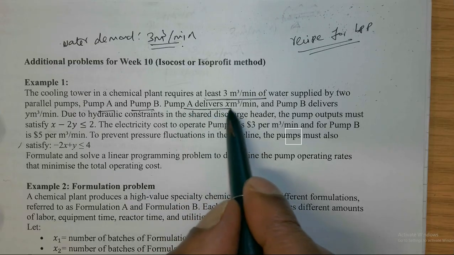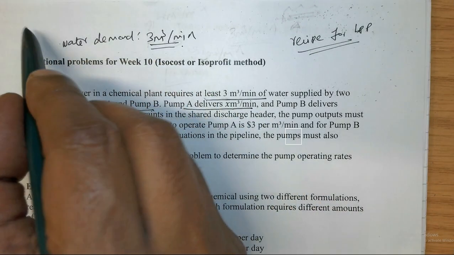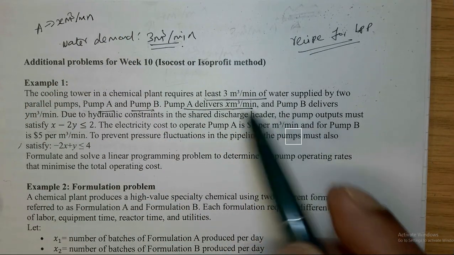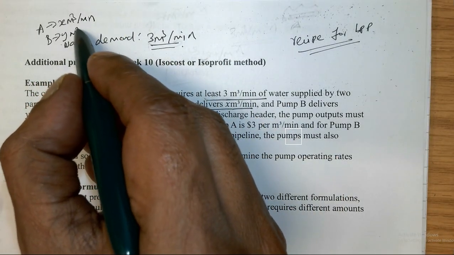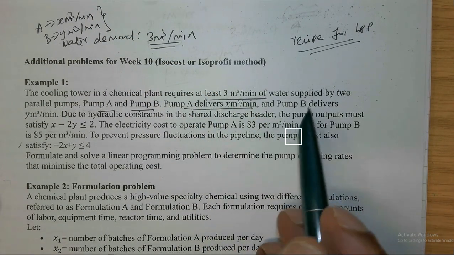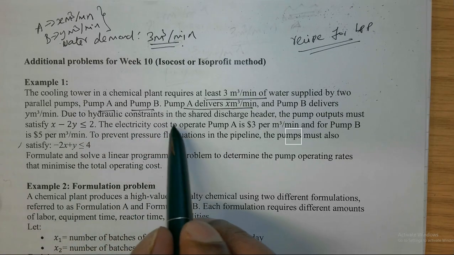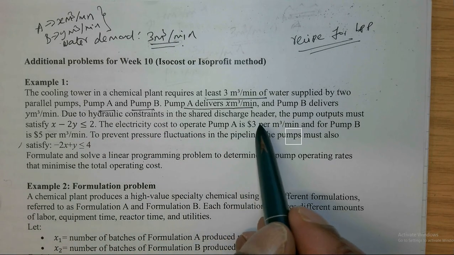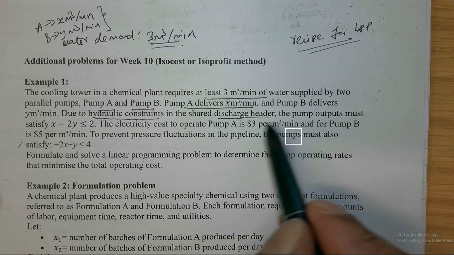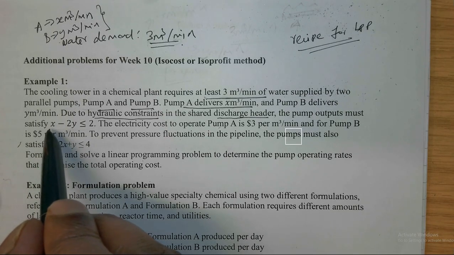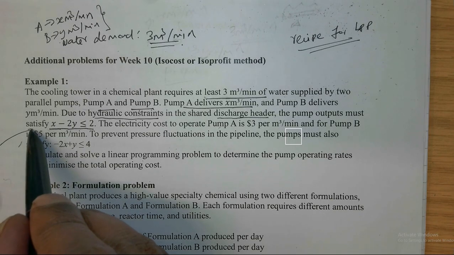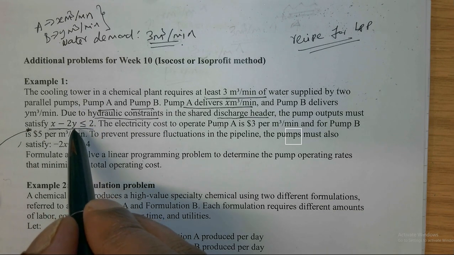Pump A delivers approximately x meter cubed per minute, and pump B delivers roughly y meter cubed per minute. These will become the decision variables. Then, due to hydraulic constraints in the shared discharge header, the pump outputs must satisfy some conditions. Here this already looks like a linear inequality, so there is some constraint.